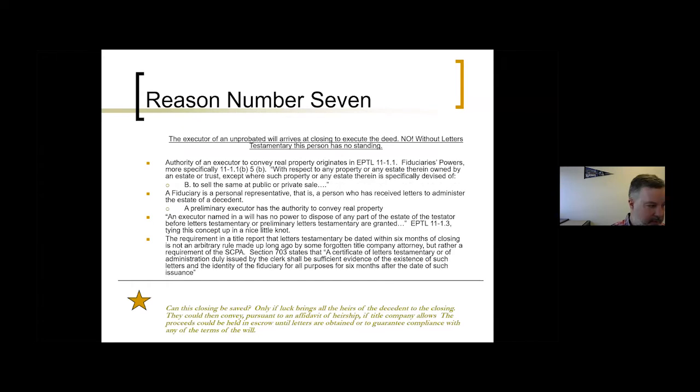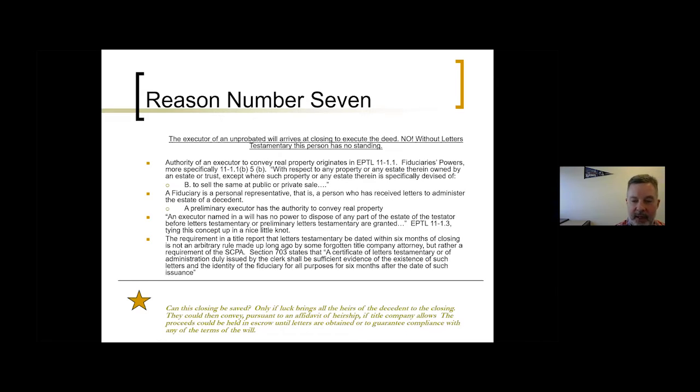All right, reason number 7 on our list of top 10 reasons that closings get adjourned. The executor of an unprobated will arrives at a closing to execute the deed. The will has not been probated. We need letters testamentary, which means that the probate court, surrogate's court, has signed off on the transaction. They have signed off on the will and appointed an executor that can sell the property. The statute speaks of any property, or any estate therein, owned by an estate or trust, except where such property or any estate therein is specifically devised. So that's what an executor has power over.